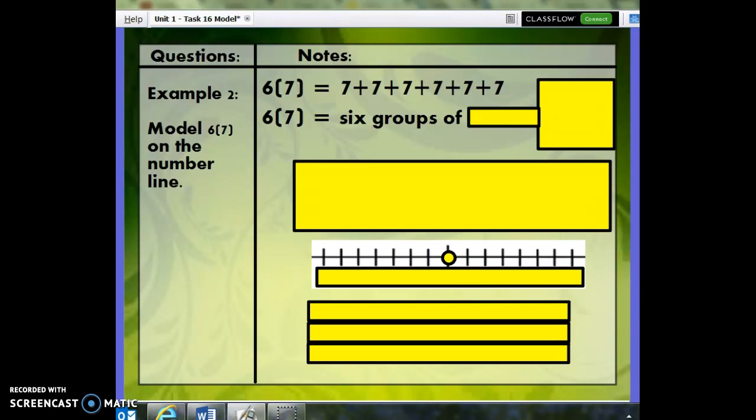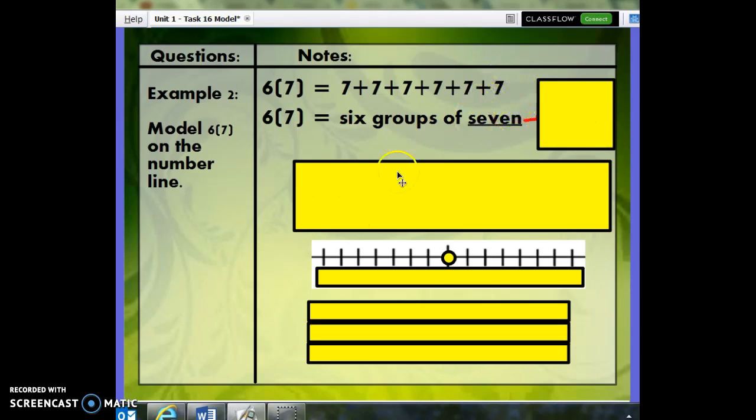Let's look at another example. Model 6 times 7 on the number line. Again, let's get this out of the way. We know the answer will be 42. So let's think about why multiplication works. It's repeated addition. In this case, it's the number 7 added 6 times, right? 7 plus 7 plus 7 plus 7 plus 7 plus 7. A more efficient way of saying that would be to say that I have 6 groups of 7.